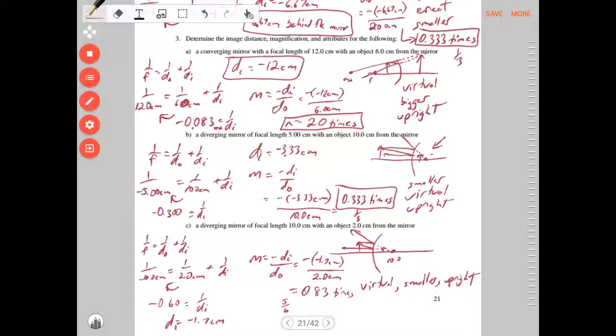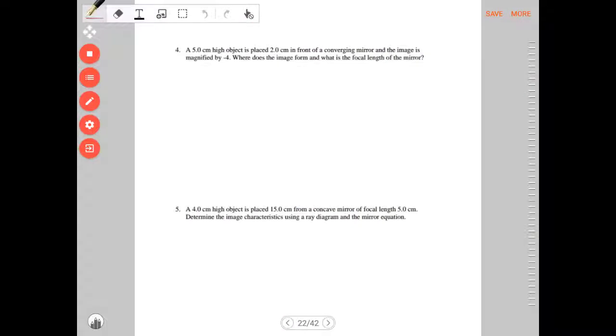I don't expect you to know that, okay? But sometimes your calculator will put it into a fraction for you, that's fine. So 0.833333 times, okay, 5/6 times bigger. So you can tell that it's smaller, but it's positive, which means the image is pointing upwards. Okay, great. Look at us go. Okay, a few more, and then I will let you guys get to work.